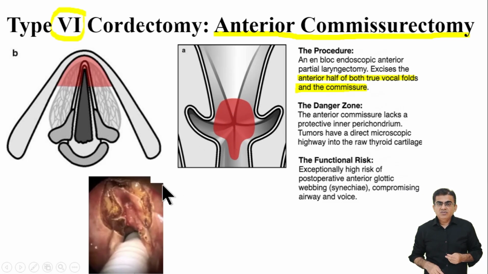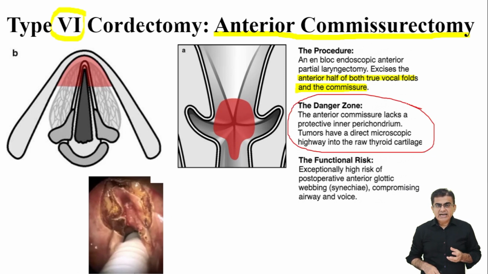But you must look very closely at the danger zone described on your slide. The anterior commissure is a massive anatomical trap. This exact location completely lacks a protective inner perichondrium shield. If a tumor sits here, it has a direct access to involve raw thyroid cartilage.